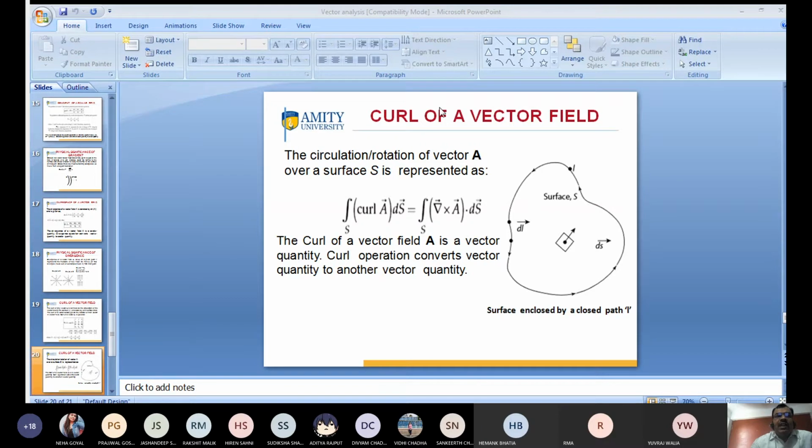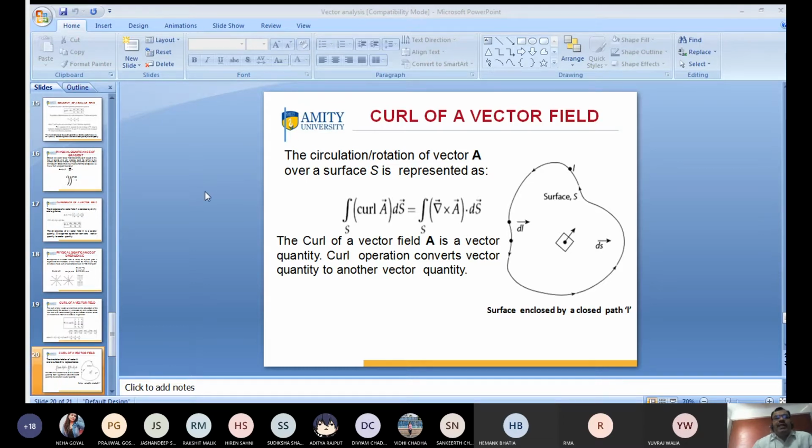So rotation of any vector quantity can be expressed in terms of curl. It is written as the rotation of vector A over surface S. This is the small element dl, our length, and this is the small surface ds. So I can express the curl of vector A over surface S as del cross A dot ds. This is known as curl, the rotation of any vector quantity.